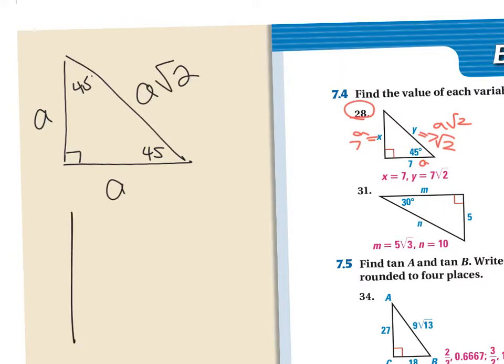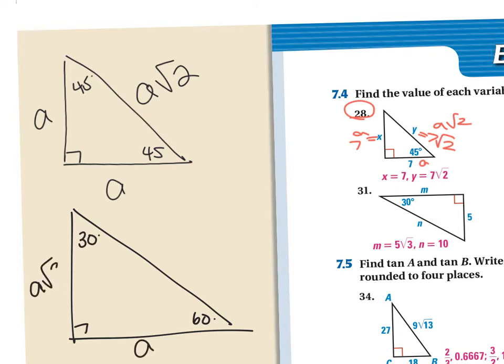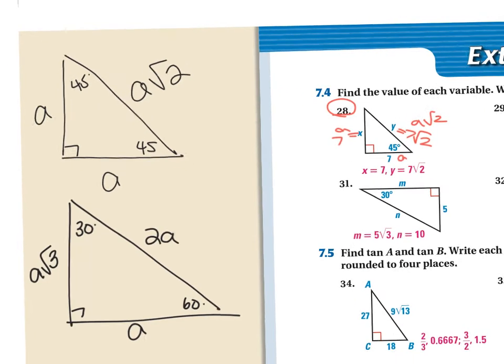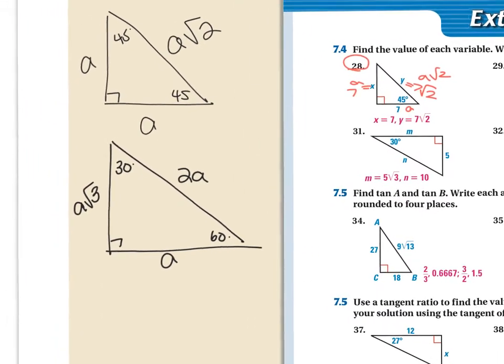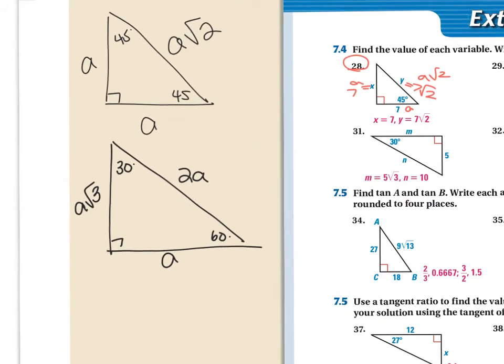The other one is 30, 60, 90. So in a 30, 60, 90, let's say this is 60, let's say this is 30. Opposite the 30 is A, opposite the 60 is A root 3, and opposite the 90 is 2A. Say that again? Opposite 30 is A, opposite 60 is A root 3, and opposite 90 is 2A.